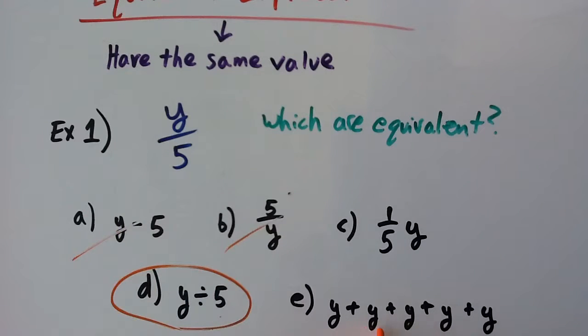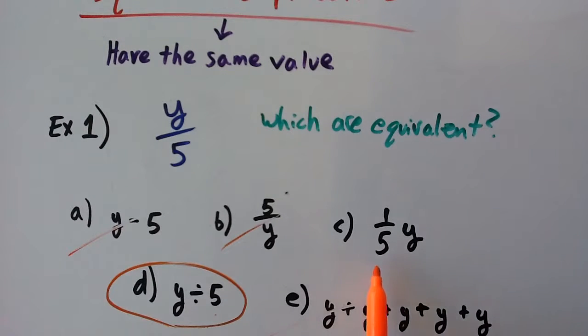E, we're adding y plus y plus y plus y plus y. So we're not adding. This is not the same thing as adding. So E is out also. So let's go back to letter C.